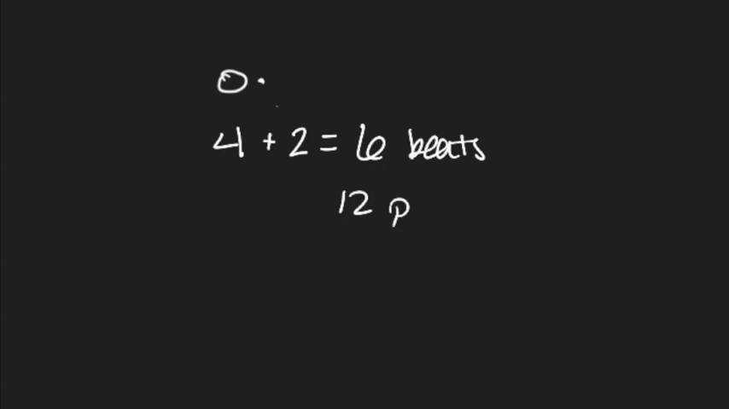Now, so far, the only one that we've seen is the dotted half note. Let's try one more. Let's say I have a dotted whole note. How many beats is a whole note worth? 4 beats. And then I have the dot. The dot's going to take half of 4, which is 2. 4 plus 2 is 6. So that means it has 6 beats. How many pulses? 12 pulses, right.